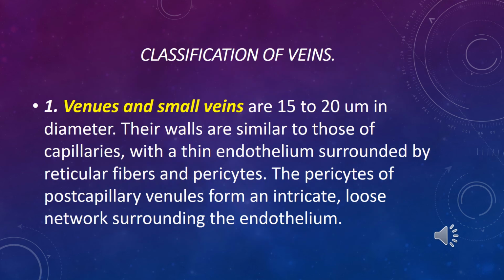The next slide is about the classification of veins. Look, on this slide is the first type, venules or small veins, with a diameter near 15 to 20 micrometers. It's a very small blood vessel, the wall is very thin, and the wall is surrounded by a very thin part of connective tissue.